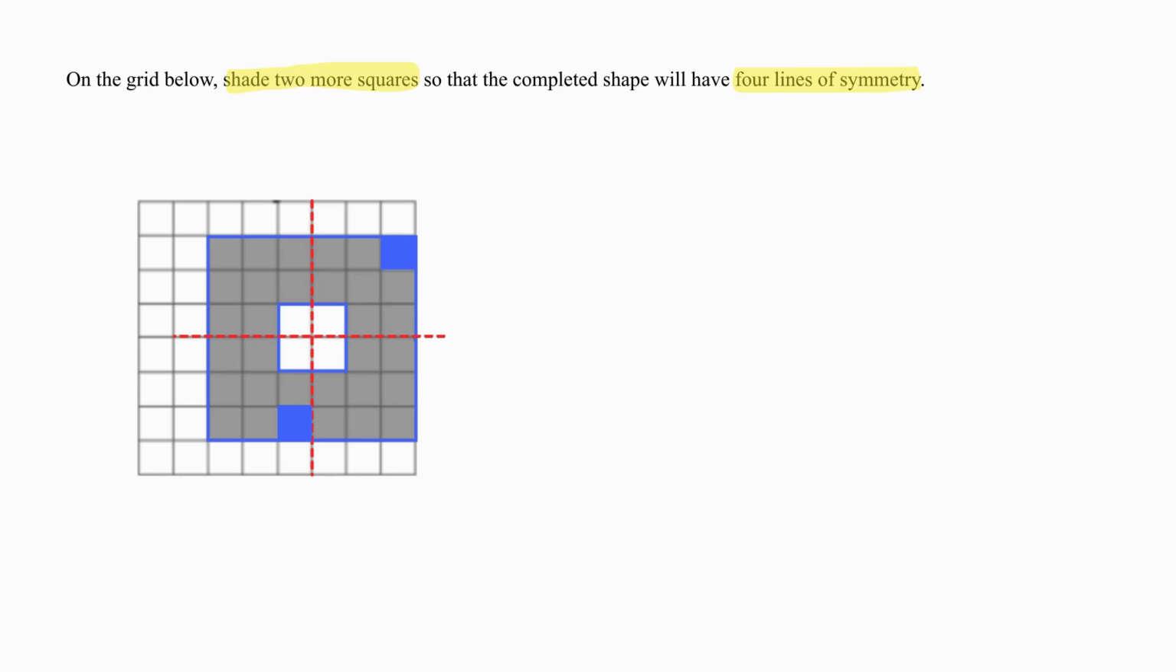Once you shade those 2 squares, let's verify. Looking at our vertical line, the left side is a mirror image of the right. Looking at our horizontal line, the top half is a mirror image of the bottom. Finally, looking at the diagonals, if you fold it corner to corner, all the blocks line up perfectly.